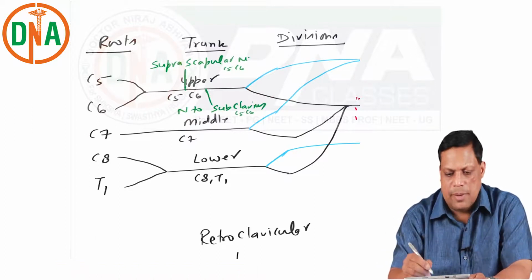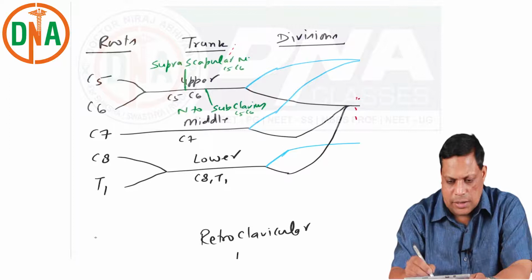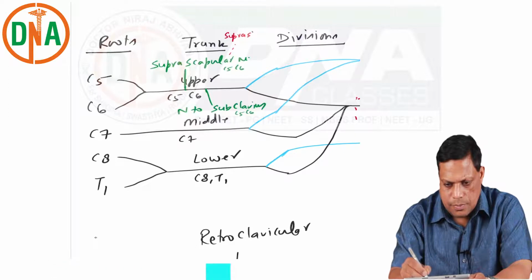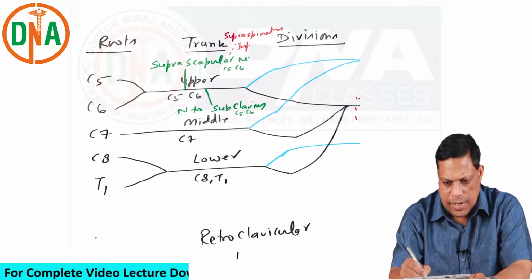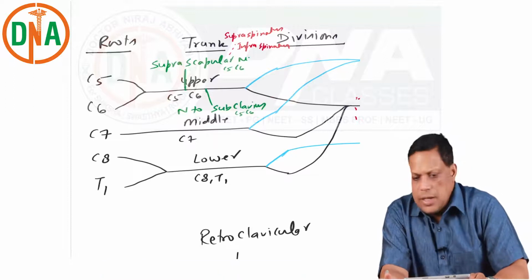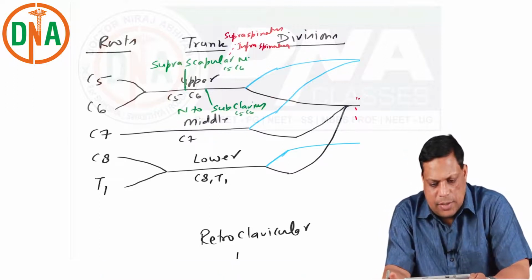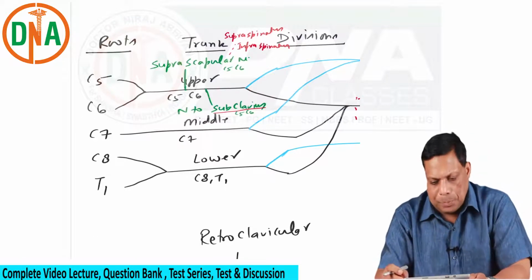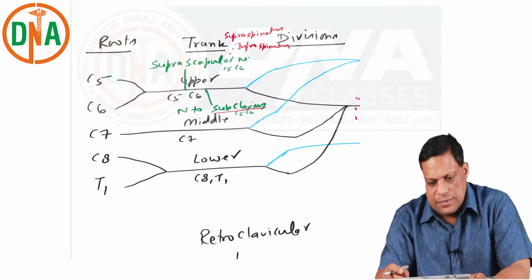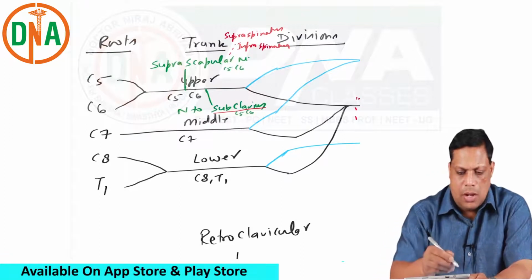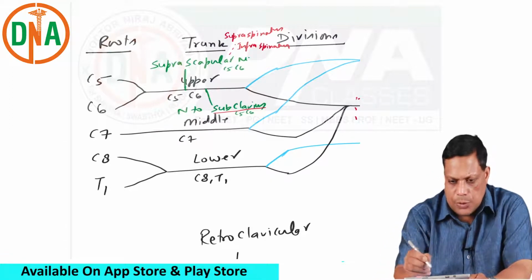Now, what muscles are supplied by suprascapular nerve? It is supplied to supraspinatus, infraspinatus. Supraspinatus muscle, infraspinatus muscle. They are supplied by suprascapular nerve. Nerve to subclavius, it's supplied to the subclavius muscle. Now in the upper trunk, 6 nerves are meeting, and these 6 nerves meeting point is known as the AIIMS point.